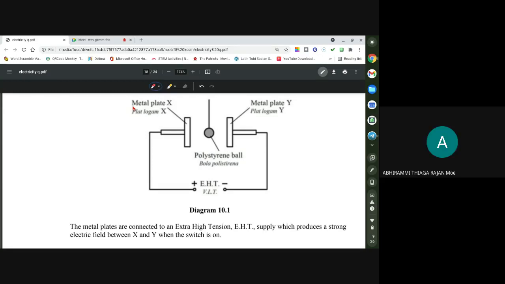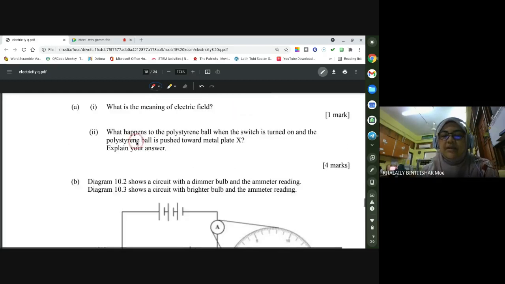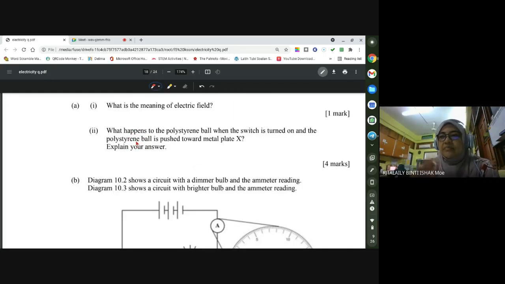And then when the polystyrene ball touches the metal plate Y, it will become negatively charged, and then the process will be repeated and the ball will oscillate to and fro between the metal plate X and Y. Okay, so 4 marks. Well, actually, the answer we can get more than 4 marks.